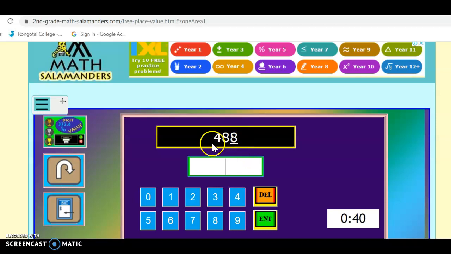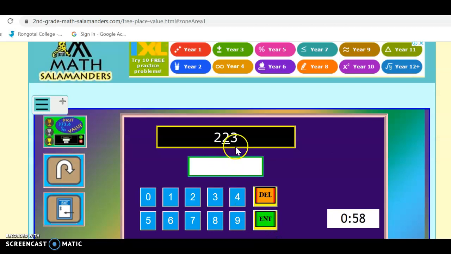Excuse me. So now we look at 488. The 8 that's got a line under it, is that 8 ones, is it 8 tens, or is it 4 hundreds? So we look and we think it's in the ones column, so we think it's just 8.